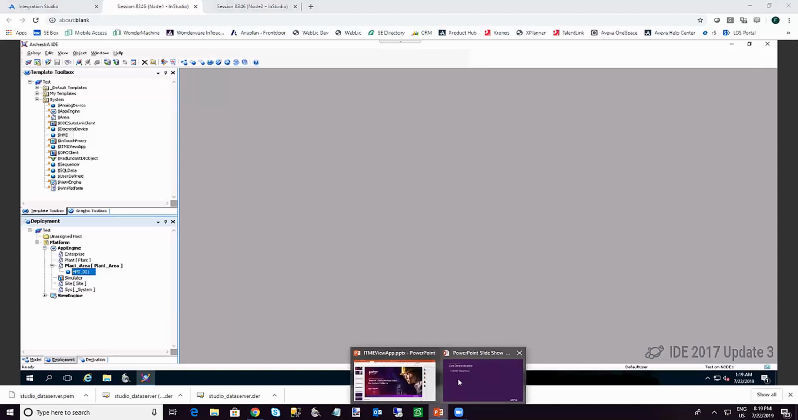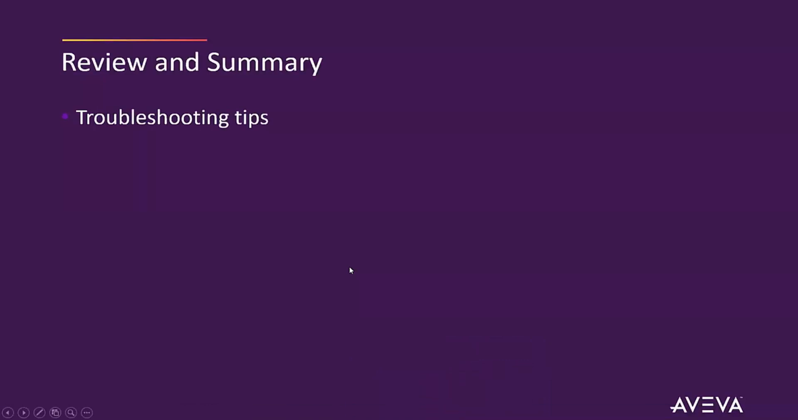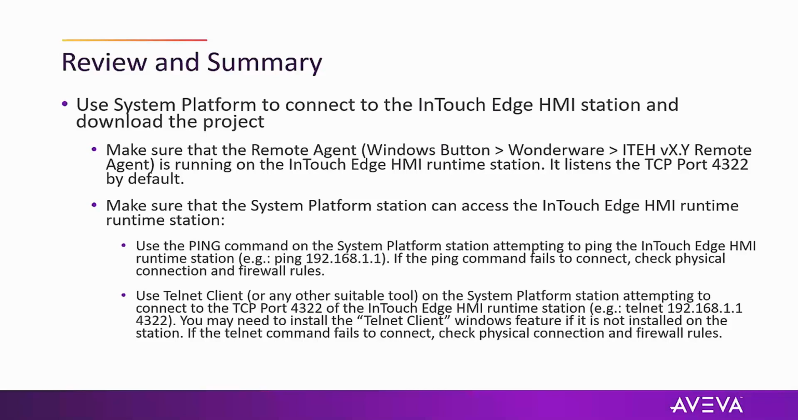And just to sum up, I'd like to provide a few summary, review, and troubleshoot tips. So remember that in order to download projects to InTouch Edge HMI, the object in System Platform connects to the remote agent on the runtime station. So the remote agent module of InTouch Edge HMI must be running and listening to the TCP port 4322 on the remote station. So make sure that from System Platform, you can ping the remote station in whatever IP address you have on the InTouch Edge HMI runtime station, and that you can connect to the port 4322 from System Platform to the InTouch Edge HMI runtime station.